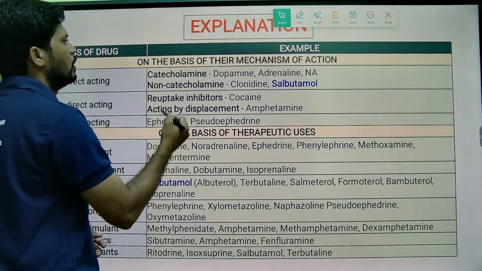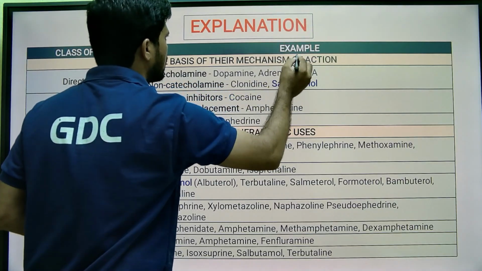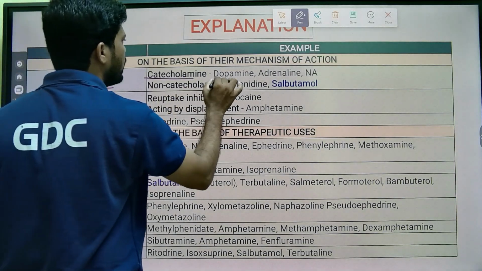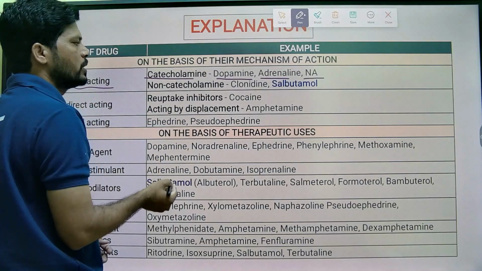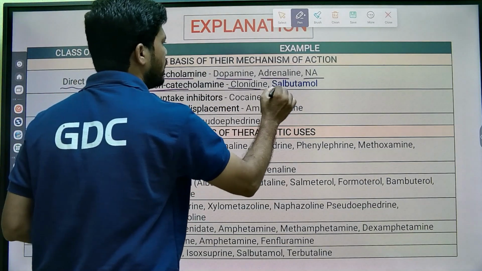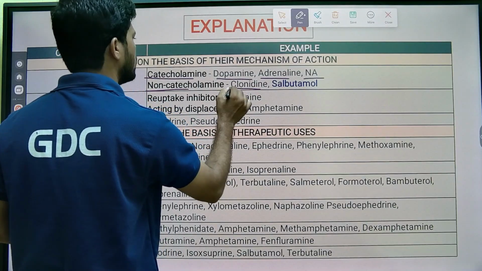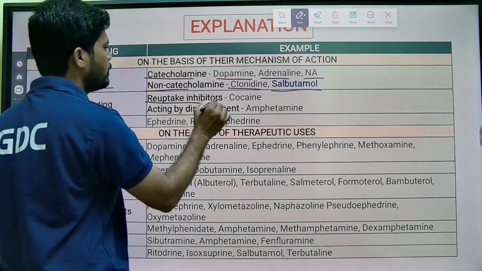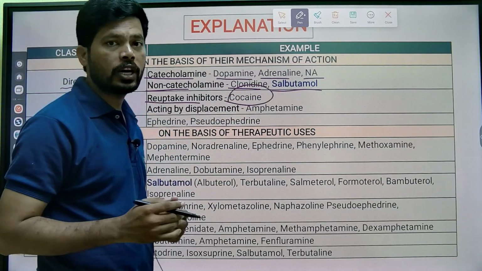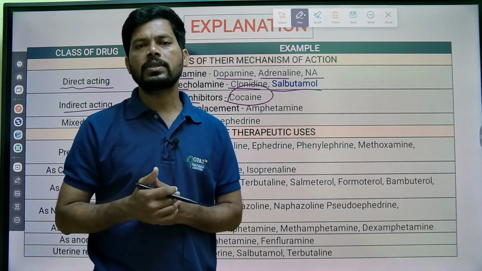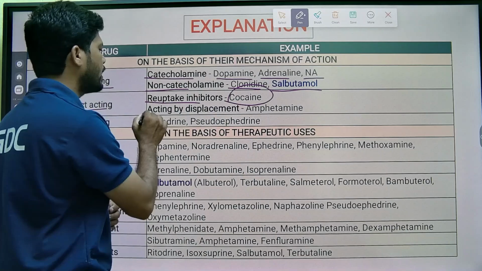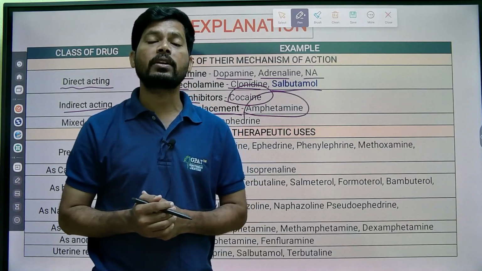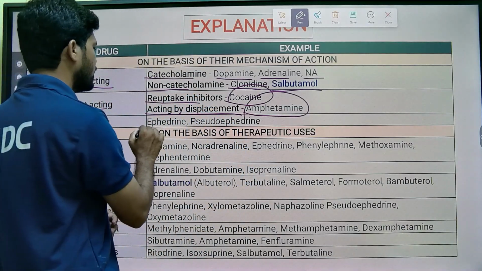Answer is salbutamol. So let's see the explanation for more information and clarity. Direct acting sympathomimetics include catecholamines like dopamine, adrenaline, noradrenaline, which are naturally present in the body, and non-catecholamines like clonidine and salbutamol. Clonidine is an alpha 2 receptor agonist, salbutamol is a beta 2 receptor agonist for asthma. Indirect acting drugs include reuptake inhibitors like cocaine, which decrease the reuptake of neurotransmitters from post synapse to presynapse and increase the levels of neurotransmitters at the synapse. And acting by displacement, amphetamine increases the displacement of monoamines from the synaptic vesicles. And mixed acting drugs like ephedrine, pseudoephedrine.